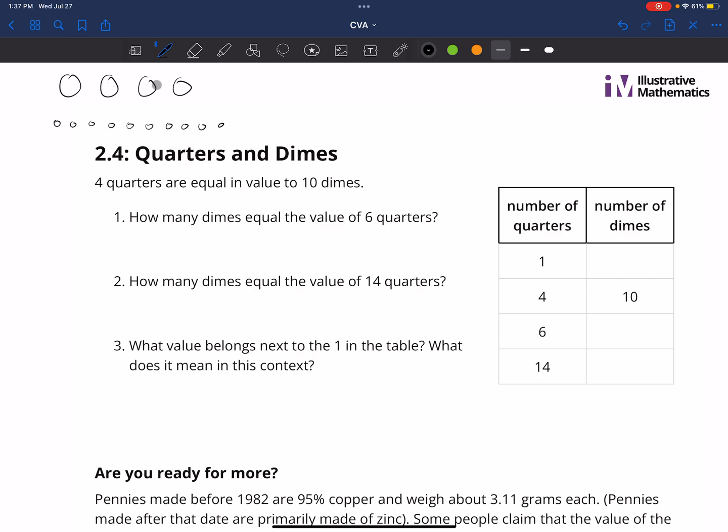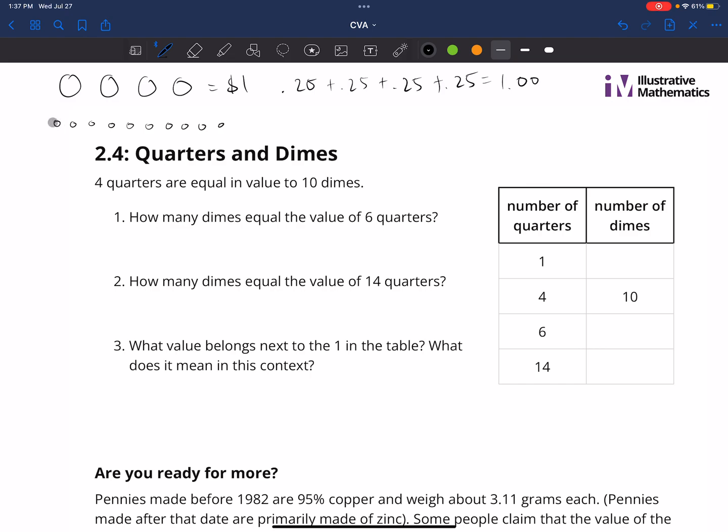So 4 quarters, that is equal to $1, right? Because 0.25 plus 0.25 plus 0.25 plus 0.25 is equal to 1 whole, right? Because that is a fourth of a dollar, a fourth of a dollar, a fourth of a dollar, a fourth of a dollar. Altogether, it's just equal to 1.